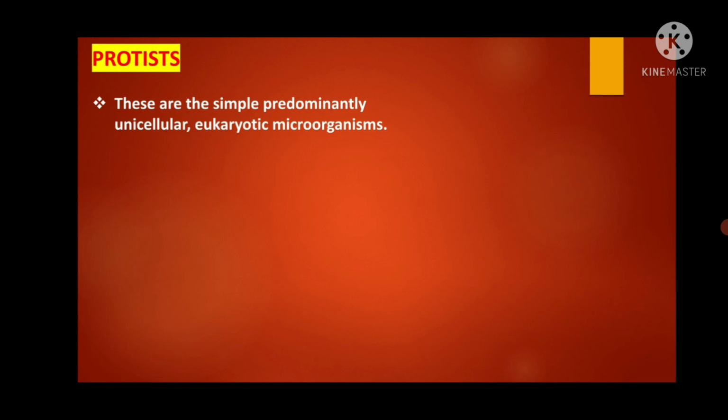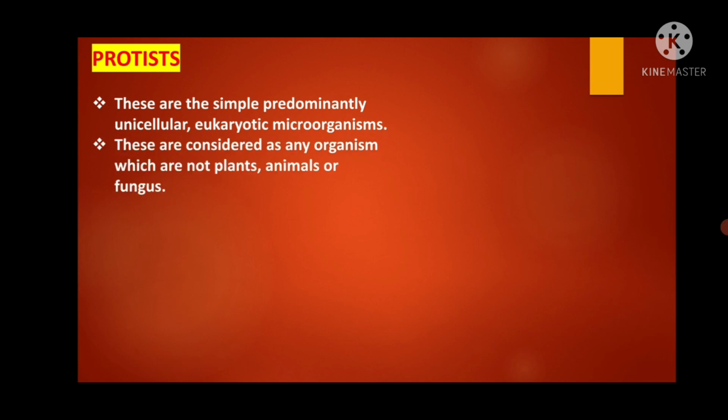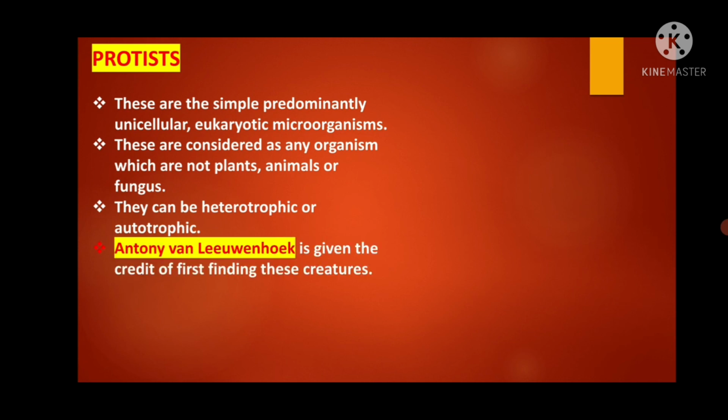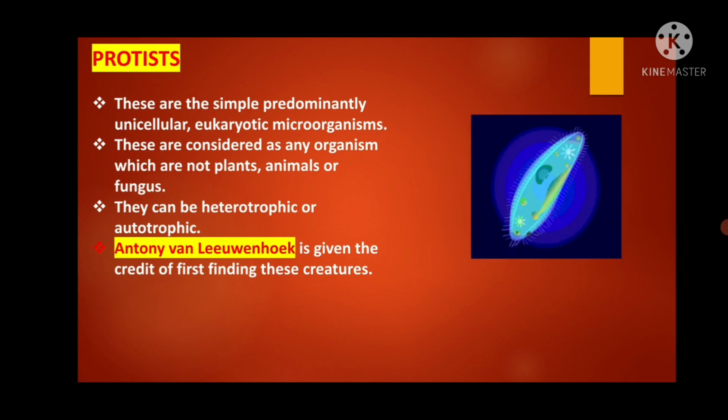Next is the protists. These are the simple, predominantly unicellular eukaryotic microorganisms, and these are considered as any organisms which are not plants, animals or fungus. They can be heterotrophic or autotrophic in nature. Anthony van Leeuwenhoek is given the credit of first finding these creatures.